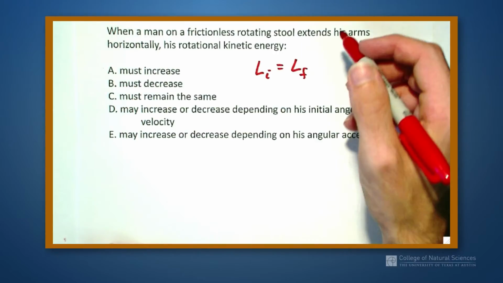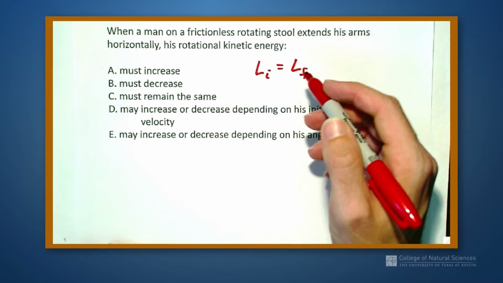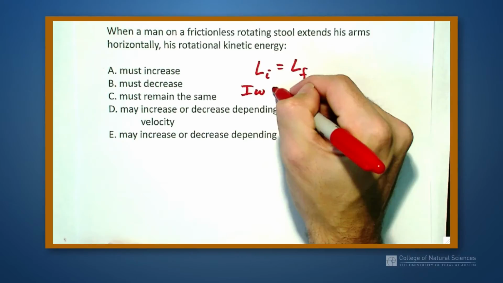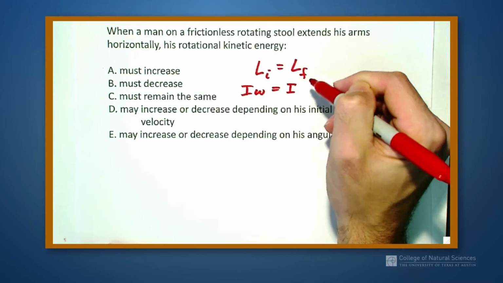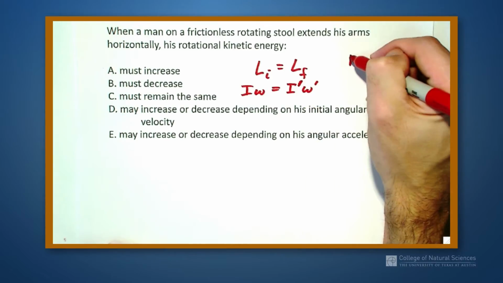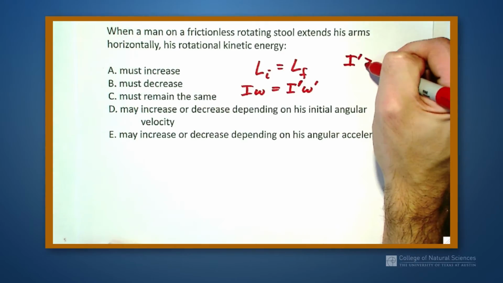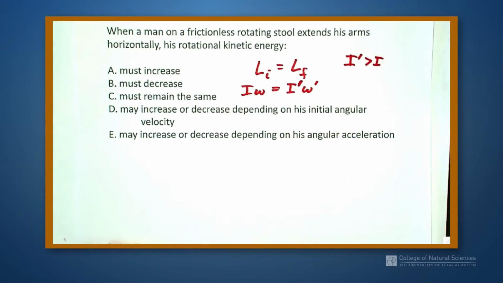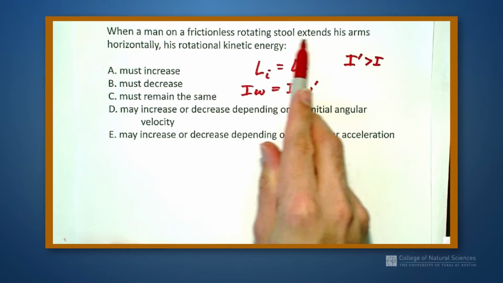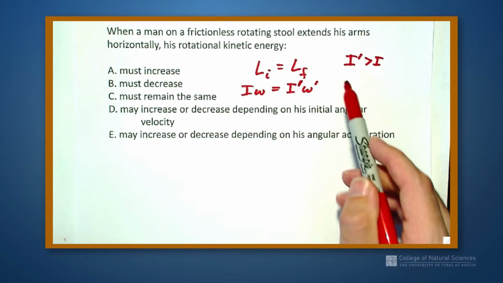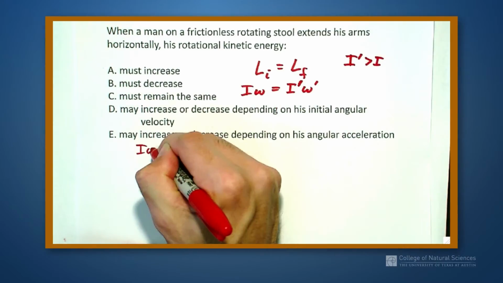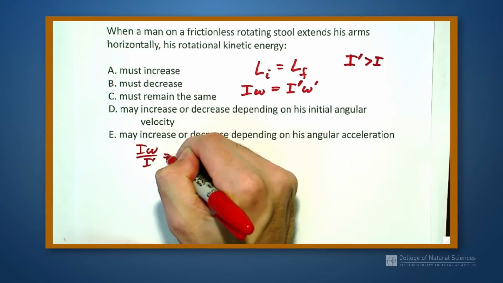I'm going to assume that this person starts with I omega, a moment of inertia and an omega, and it's going to go to I prime omega prime. And I know one key fact: I prime is going to be larger than I. When the man extends his arms, the moment of inertia increases. Which means if I rewrite this equation, I omega over I prime is equal to omega prime.